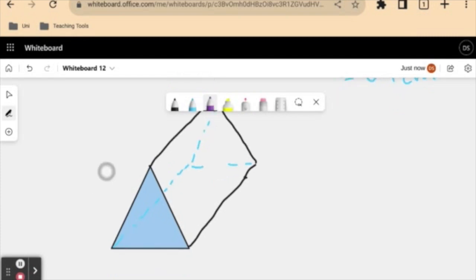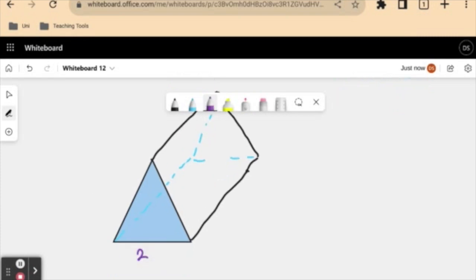So if I say had 2 centimeters here and a perpendicular height, that's important to note, of 4 centimeters. And a depth of, this isn't to scale, but let's say 5 centimeters here. So finding the area of a triangle, I'm going to write CS for cross-sectional area.